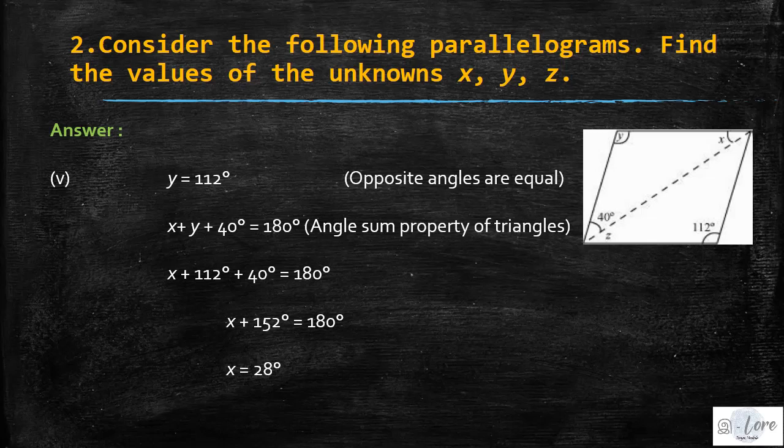What is the value of z then? z also will be 28 because alternate interior angles are equal in measure. So here also we are applying the parallel line and transversal concept to get the answer for the given parallelogram. Okay students, please make sure about the properties when applying them. Without properties, we can't do anything.